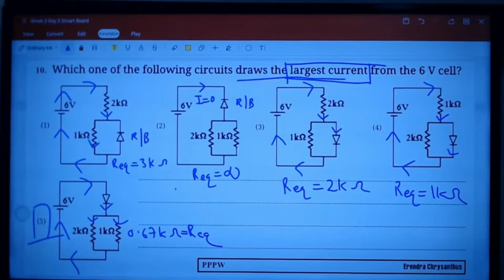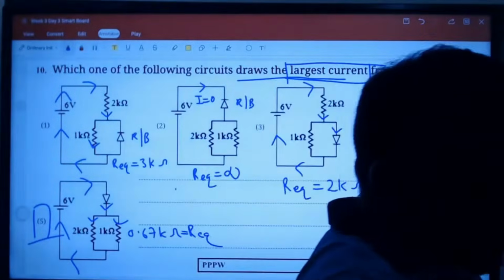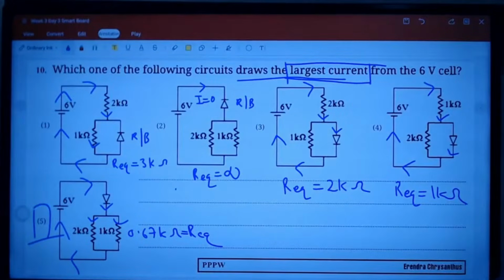Write a small sentence. The greatest current will occur when the resistance is small. Have you written it down?